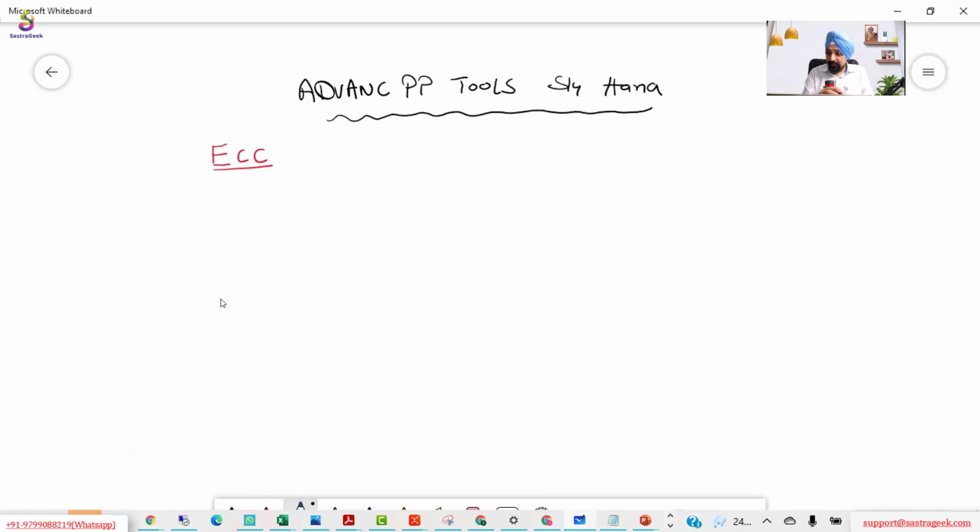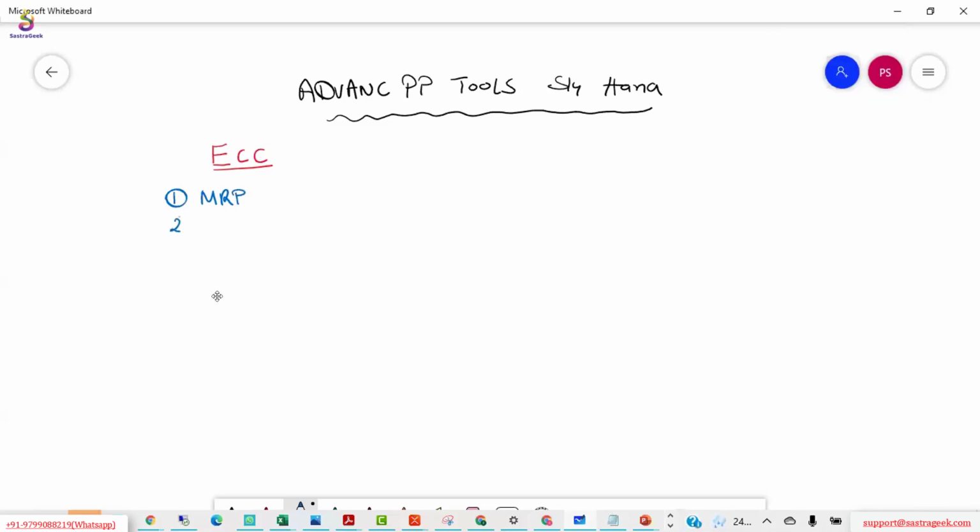Okay, so basically in ECC, we have some tools. One of the basic tools is MRP. For people who do not belong to PP, MRP is material requirement planning, which makes sure that whatever materials you require are available at the right time, in the right quantity, at the right place. That is ensured by the MRP engine. That is the first tool, MRP, material requirement planning, which we use.